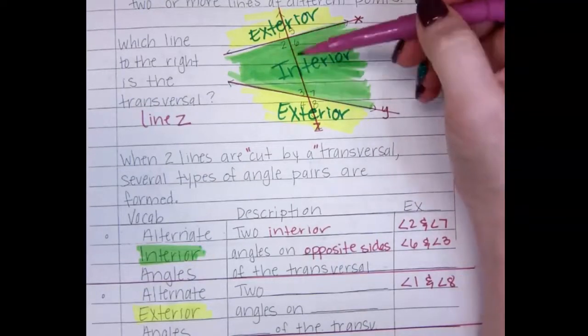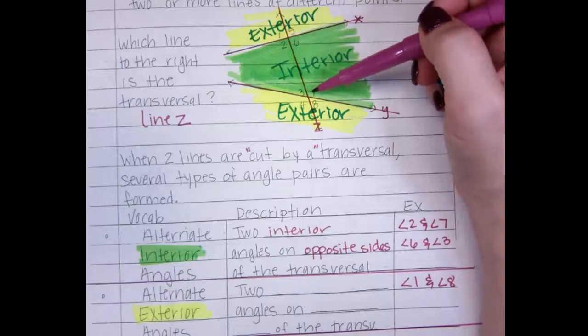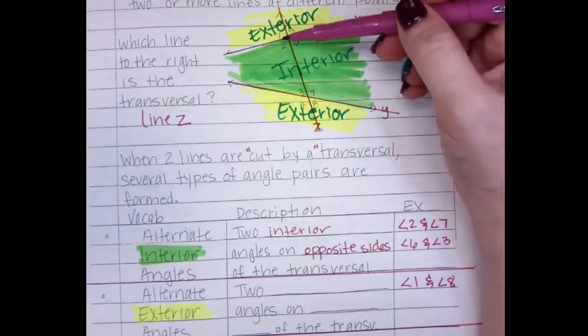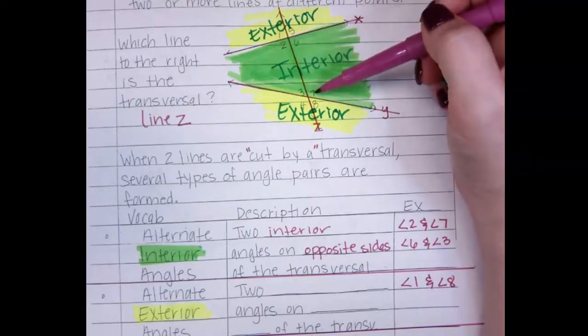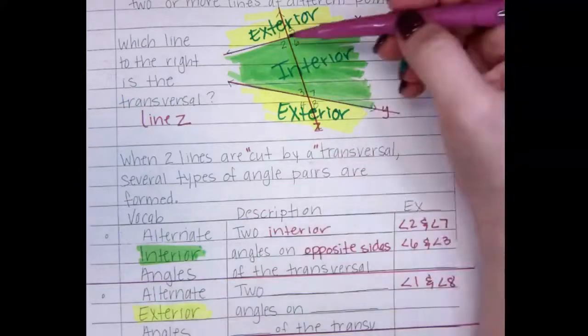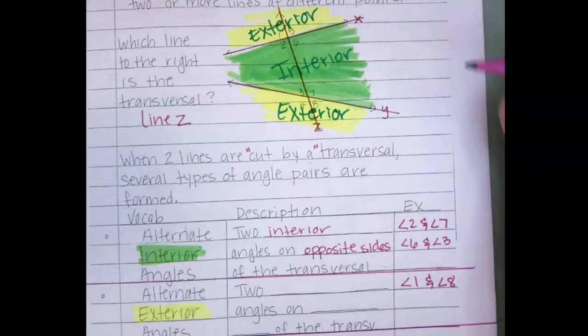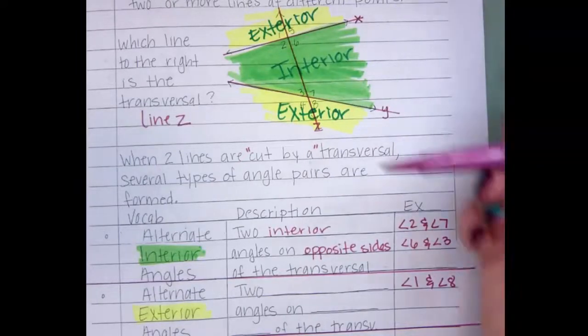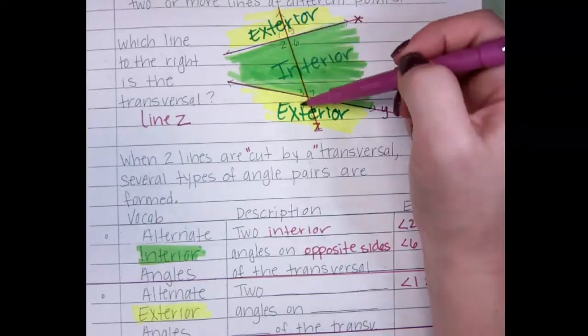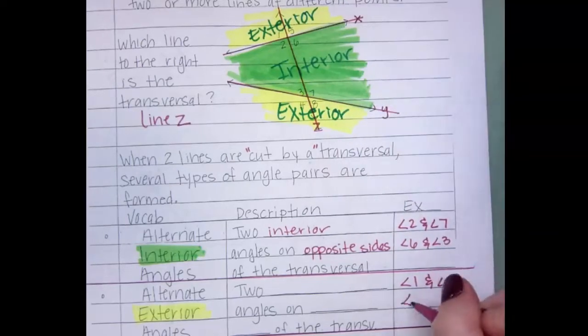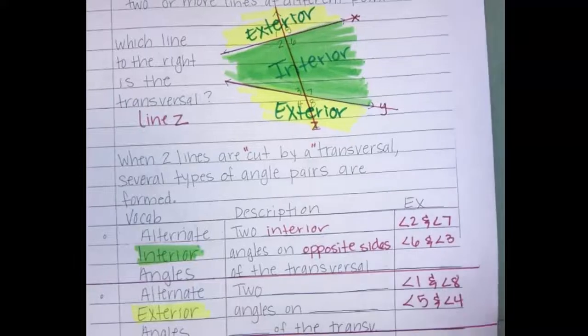All right, alternate. Not only are they on opposite sides of the transversal, they're on opposite corners. So that might also be a good way to think about the word alternate. Opposite corners. Okay? That's a good way to think about that. All right, so then the other pair would be 5 and 4. All right, moving right along.